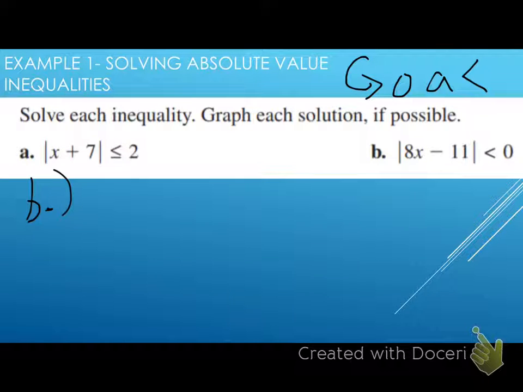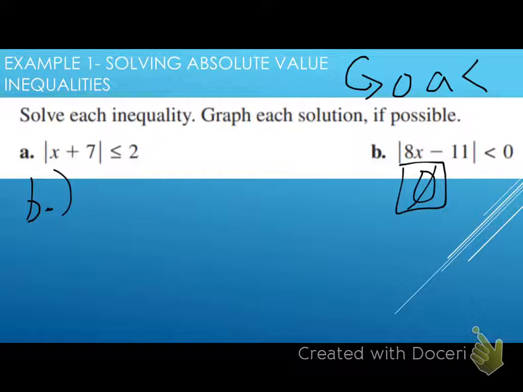So now I've got to look at what the statement is saying. The absolute value of 8x minus 11 is less than 0. What values are less than 0? Negatives. Can absolute values be negative? No. So this is essentially saying my absolute value is negative because it's saying it's less than 0. So what's my answer here? No solution. Does everyone see why this one is no solution?